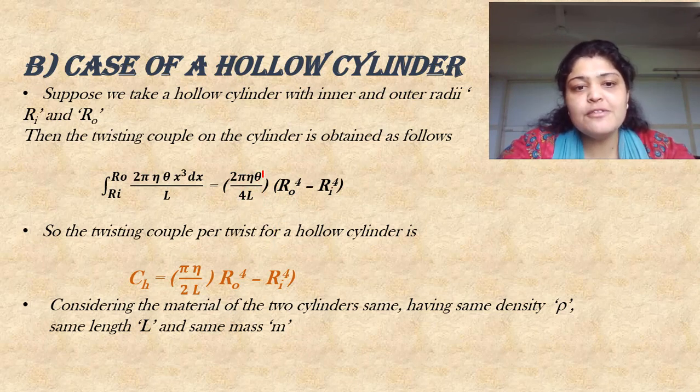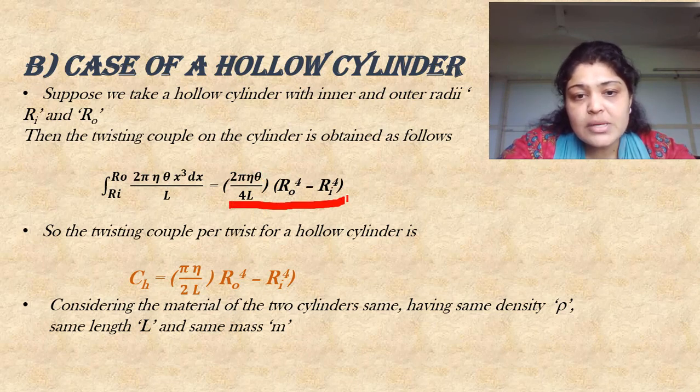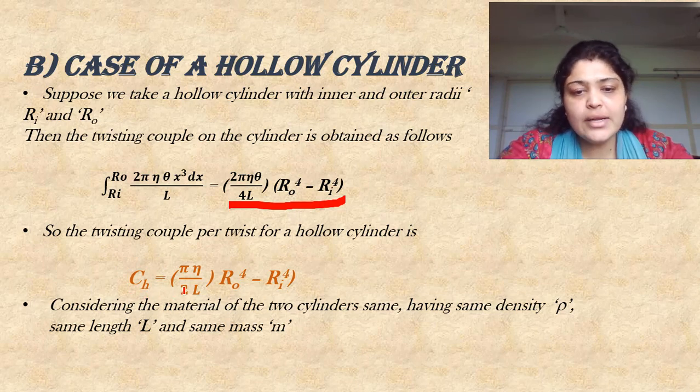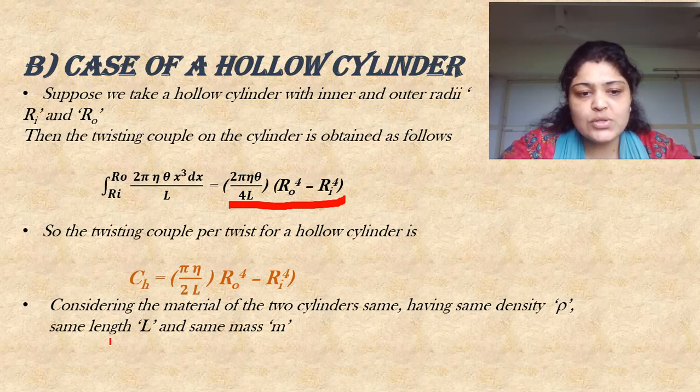Now per twist, if you want to find out the twisting couple, you have to divide this equation by theta. So twisting couple per twist for a hollow cylinder will be CH. For a hollow cylinder, we denote it as CH. For a solid cylinder, you can denote by CS. It will be pi into eta upon 2L. Theta is gone and 2 has been cancelled. Ro raised to 4 minus Ri raised to 4.